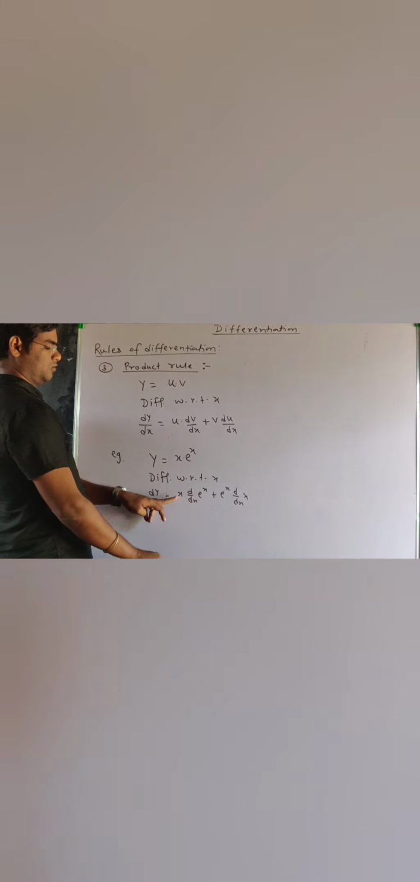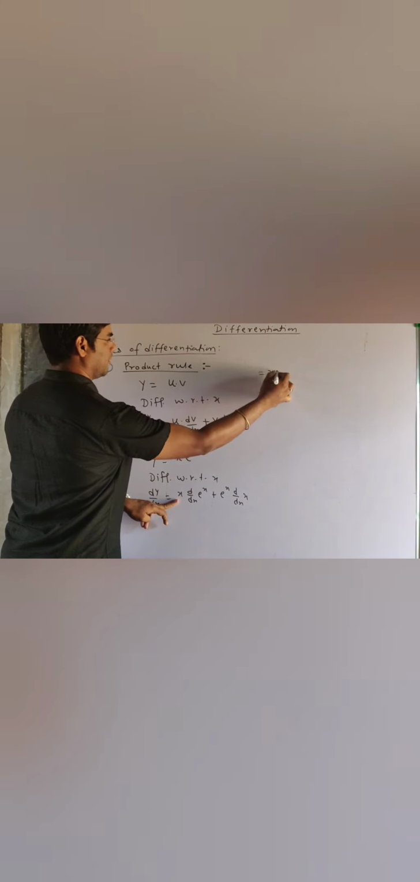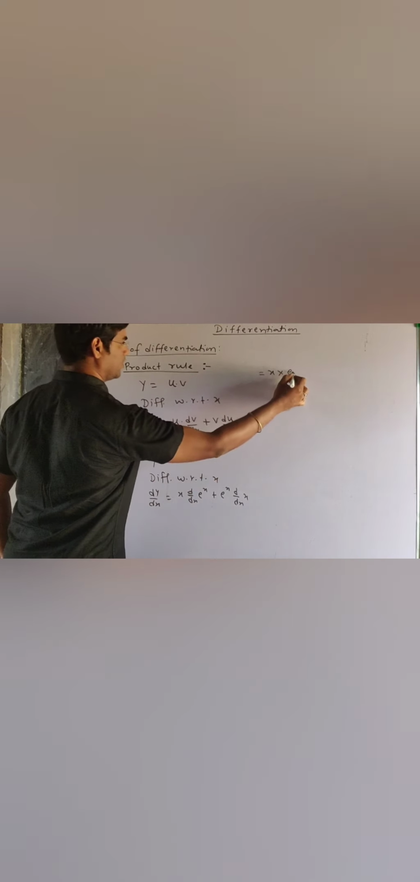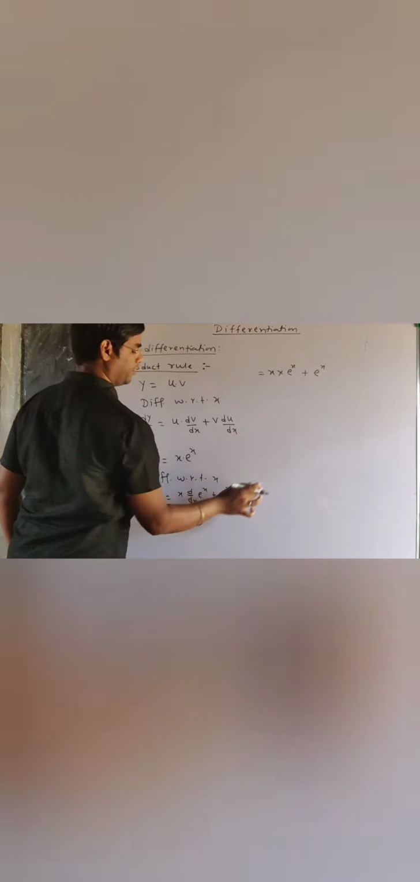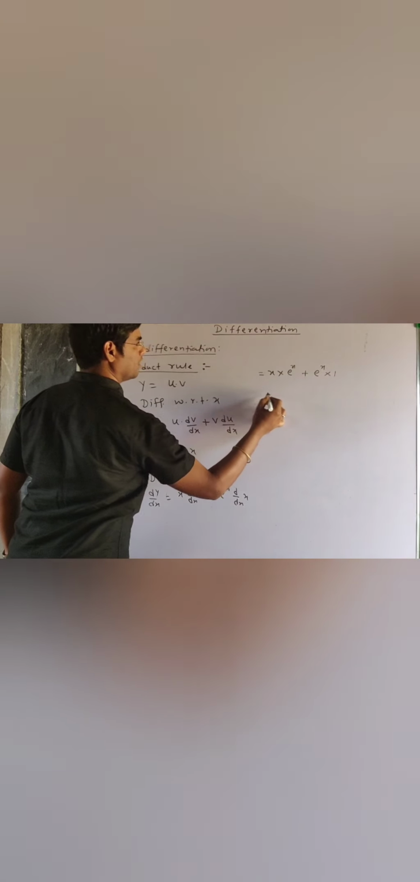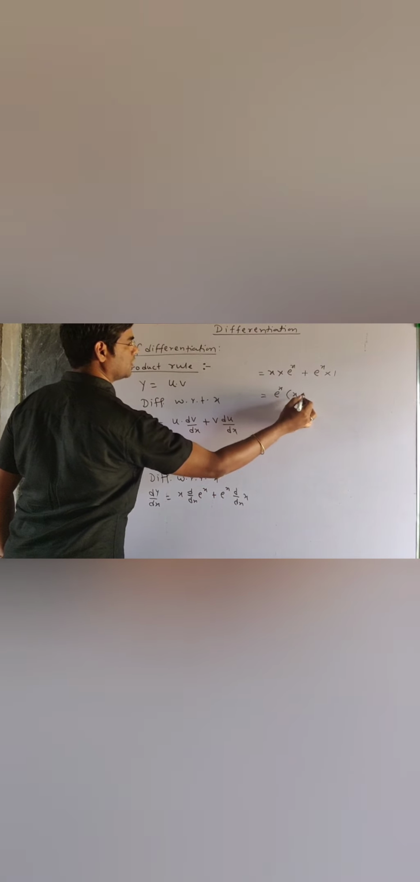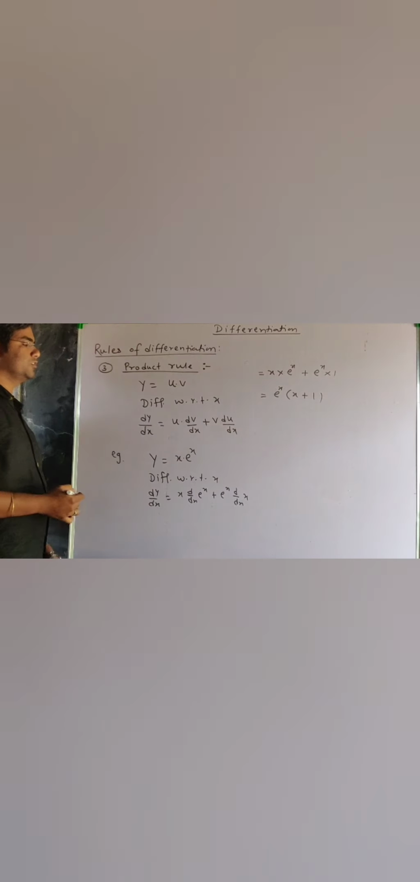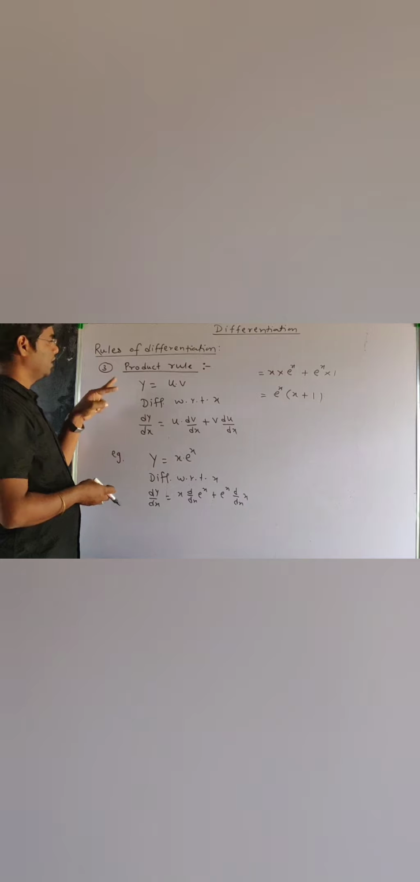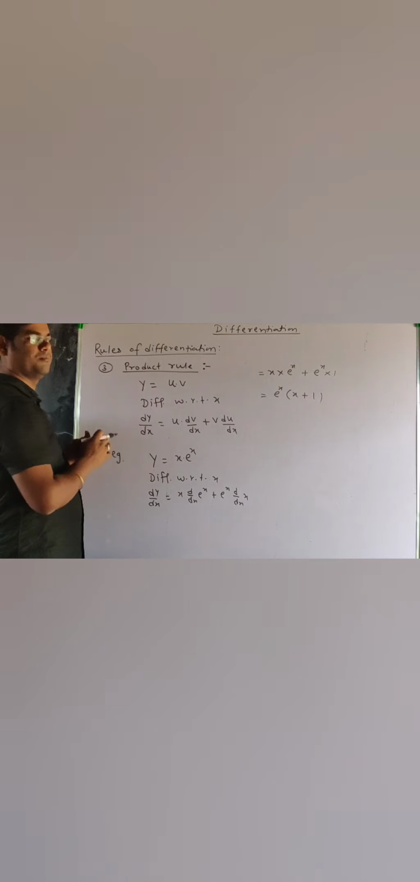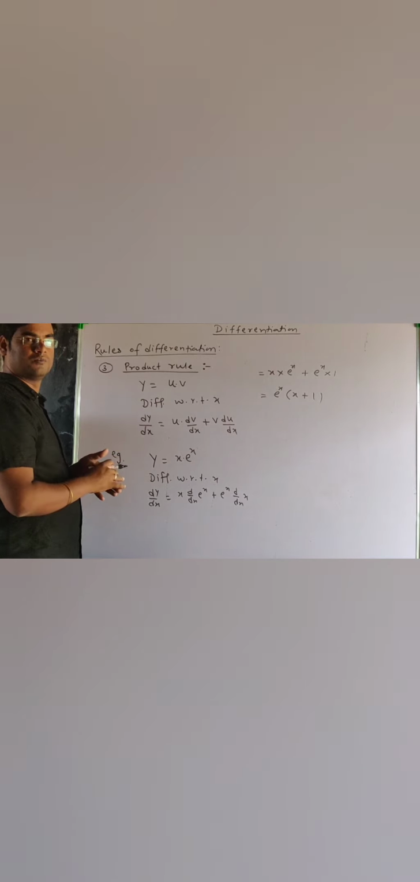Here the d by dx operator is only with e raised to x, so x will remain as it is. The derivative of x into e raised to x is what? x into e raised to x, plus e raised to x as it is, and derivative of x is 1. Now here you can take e raised to x common, so the answer is e raised to x into x plus 1. So this is the answer for the derivative of x into e raised to x. This is the product rule. Whenever you have two variables in multiplication, always follow the product rule.